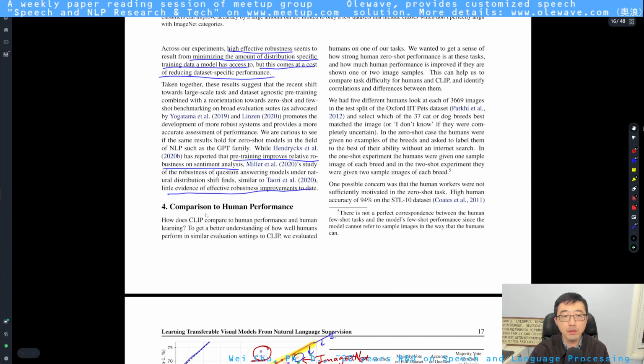Section 4, comparison to human performance. I think the authors raised an important question, which is how this CLIP pre-trained model compares to human beings' performance. One thing the authors did mention was the motivation of the human evaluators when given the task, because the task would be zero shot, because they're talking about the zero shot performance.